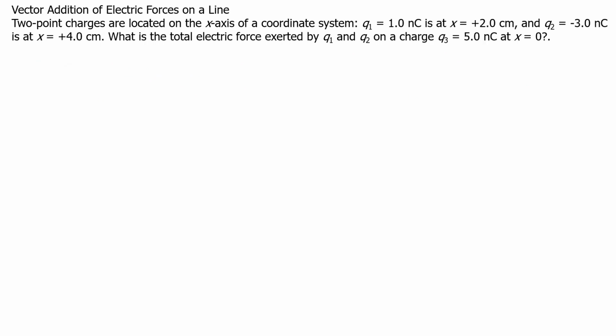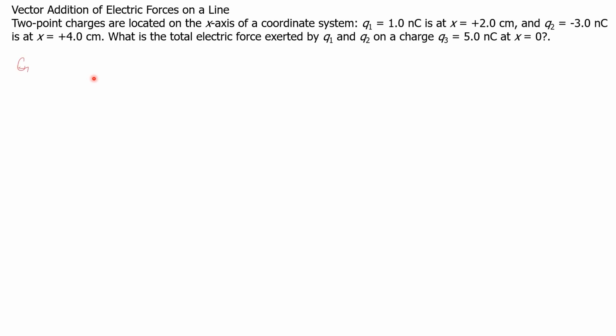Another sample problem about vector addition of electric forces on a line. So our problem is: two point charges are located on the x-axis of a coordinate system. Q1 is equal to 1 nanocoulomb located at x equal to positive 2 centimeter, and charge 2 is equal to negative 3 nanocoulomb and located at x equal to positive 4 centimeter. What is the total electric force exerted by Q1 and Q2 on a charge Q3 that is 5 nanocoulomb located at x equal to 0, or the origin?